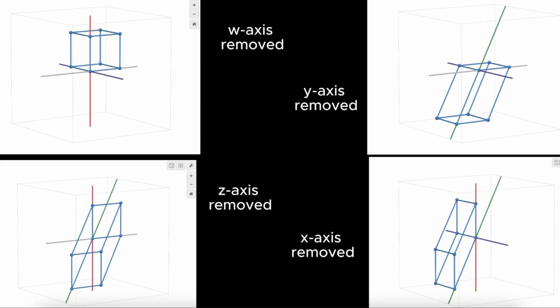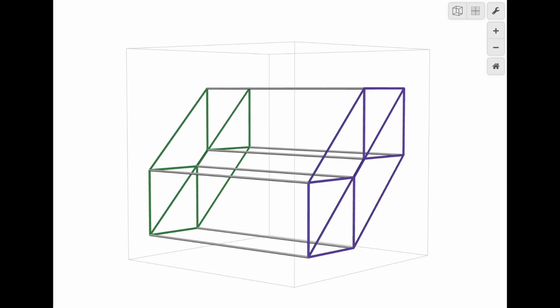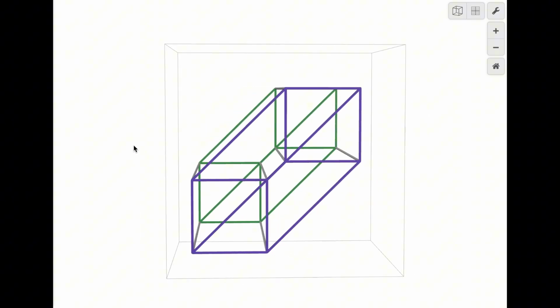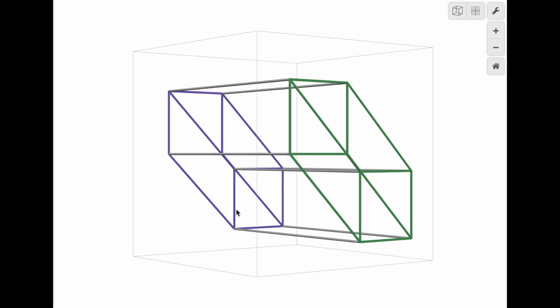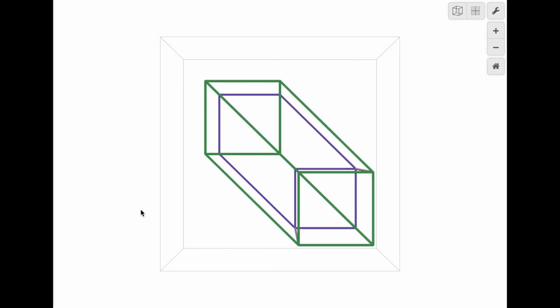Let's visualize this movement. Here we have two 3D objects connected along the z-axis, effectively forming a 4D shape as both are separated from each other by one dimension. By changing the perspective, it appears like the green shape is inside of the purple one, but this is only because the green one is farther away from the camera than the purple one is. But by changing our perspective, the purple shape now falls inside the green one.